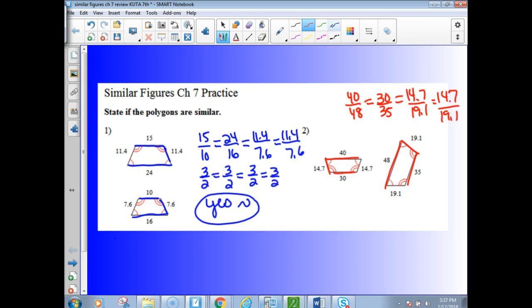40 and 48 are both divisible by a common factor of 4. That would be 10 to 12, or actually 5 to 6. They're both divisible by 8. And then 30 and 35 are both divisible by 5. So that'd be 6 to 7. And boy, I can stop right there, because these are not equal. These figures are not similar.